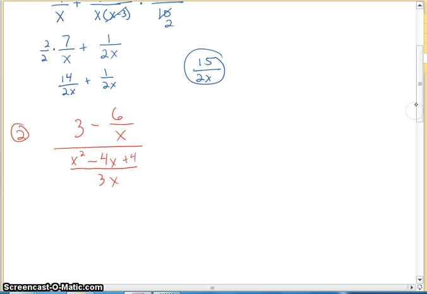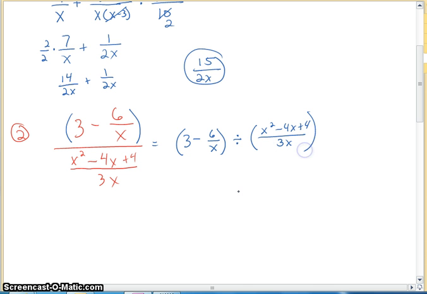Number 2, you have to know that there's an understood set of parentheses here. So this problem is really 3 minus 6 over x divided by x squared minus 4x plus 4 over 3x. Well, going left to right, I know that I have to subtract these first. The common denominator is x, so I multiply the 3 by x over x. So I have 3x over x minus 6 over x. That just becomes 3x minus 6 over x.